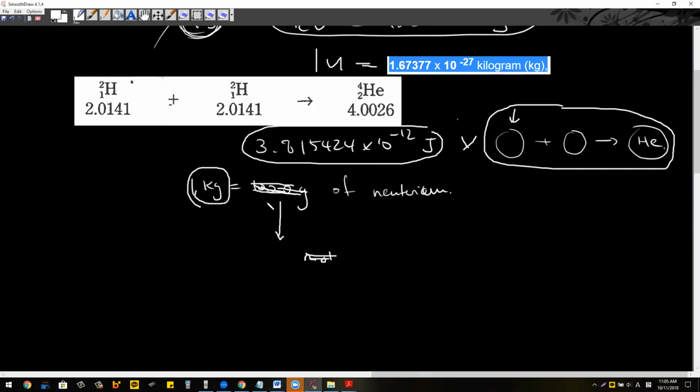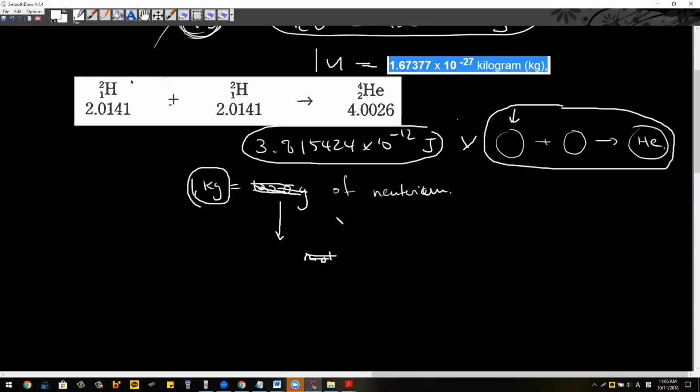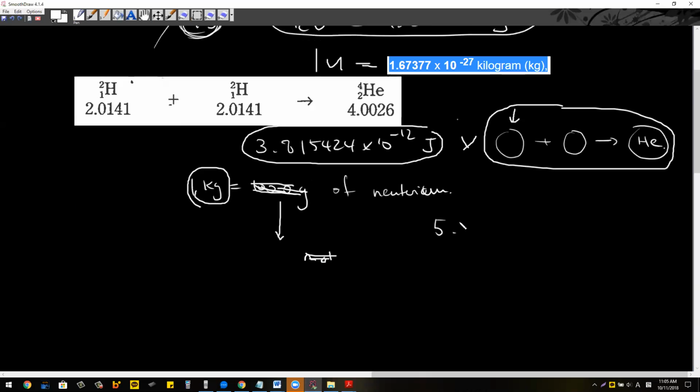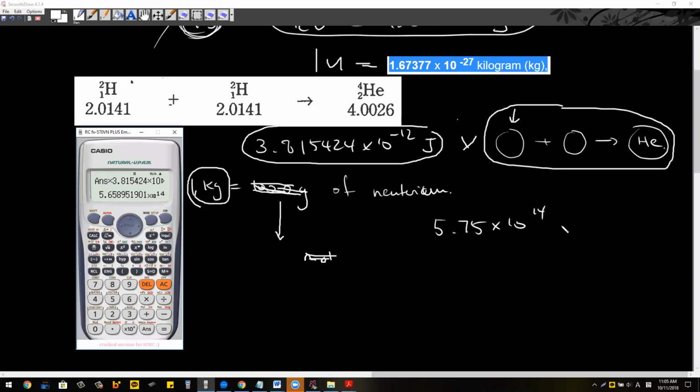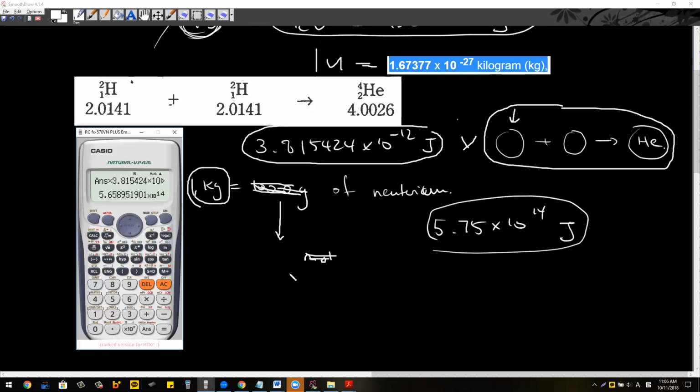What about part B? No, let's do part B now. So we are seeing 5.6. We'll assume that 5.75 times 10 to the power 14 joules of energy comes out from the reaction from 1 kilogram of deuterium.